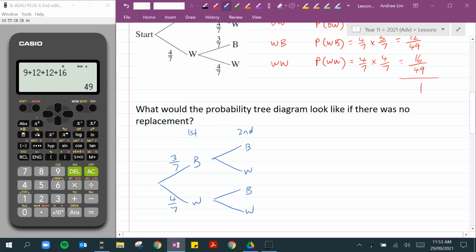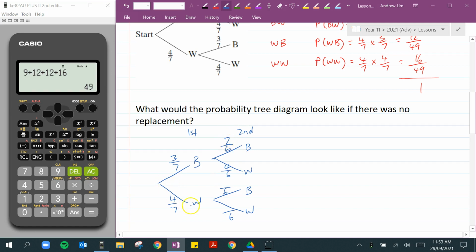But if we've taken a disc out and we don't replace it, now there's only 6 to choose from. So the first thing I would do is make all of these fractions out of 6 because I know there's only 6 to choose from. Well, if we chose a black the first time, there's only 2 more blacks to choose from out of the 6. So I'm going to put a 2 over here. But if I chose a black the first time, there's still 4 white to choose from. And you'll notice that these 2 fractions will add to 1.